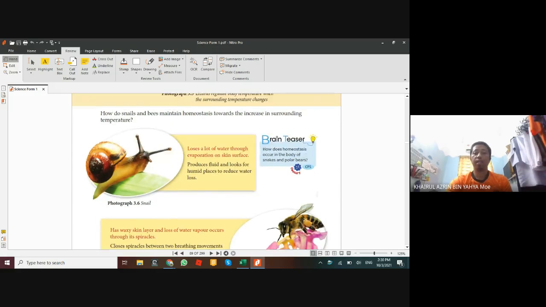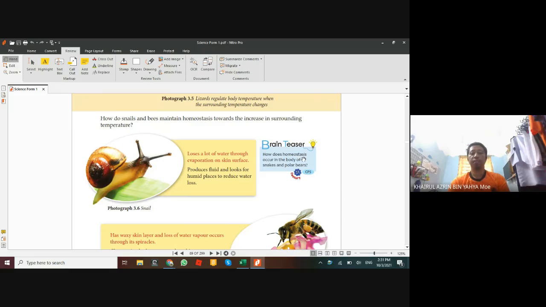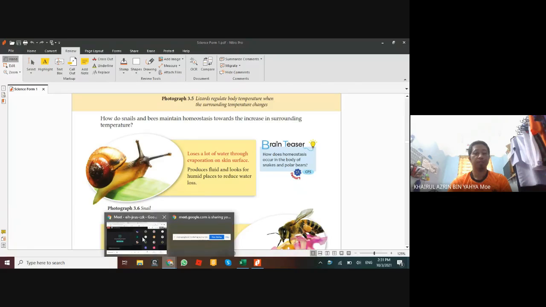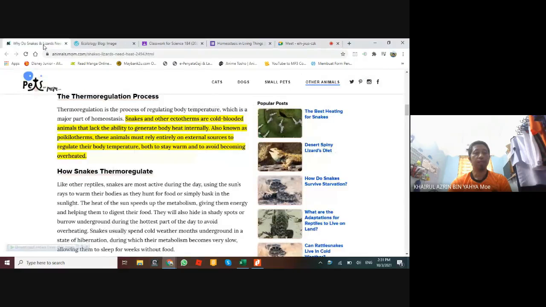Here we have a brain teaser. How does homeostasis occur in the body of snakes and polar bears? If we touch a snake, it feels cold. Polar bears are in freezing temperature. They live in icy places, like in the Arctic, a very cold place. So how do snakes and polar bears maintain homeostasis? We open this one, I'll show you.